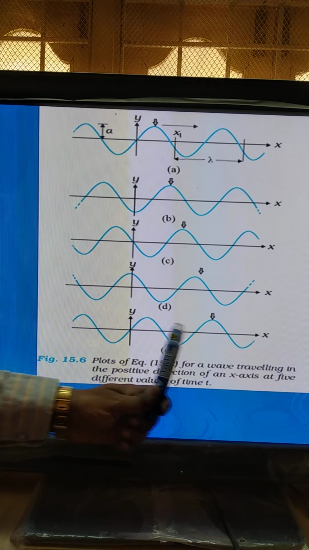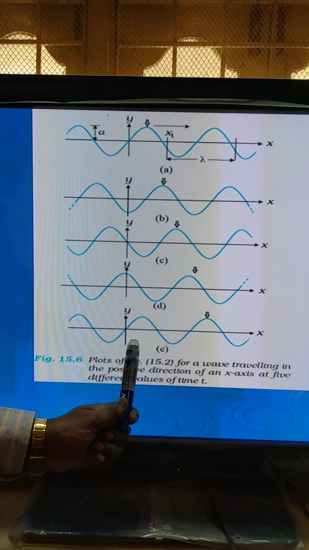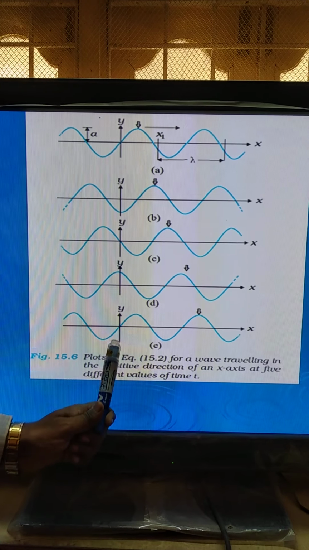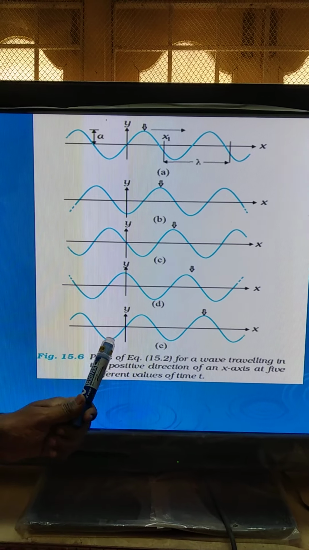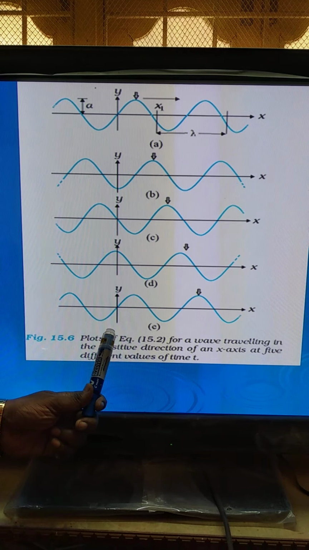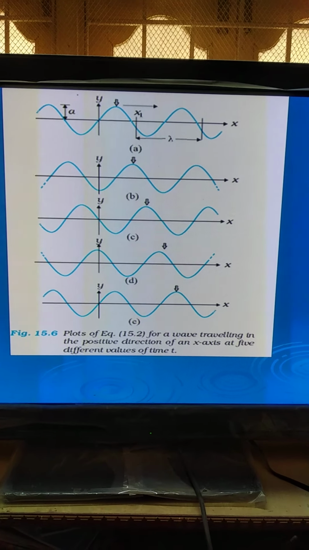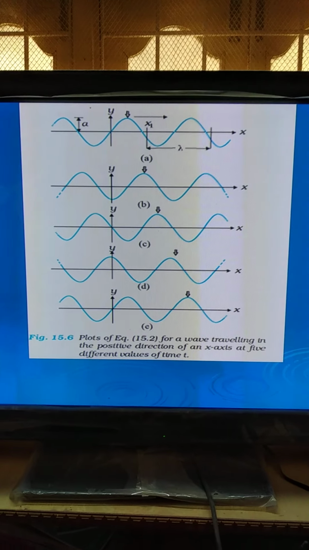So after traveling a distance lambda, once again exactly the wave is repeated here, and the time interval between this and this is capital T. So after a time capital T also the wave is once again repeated. This is the plane progressive wave which is propagating along the positive x direction.